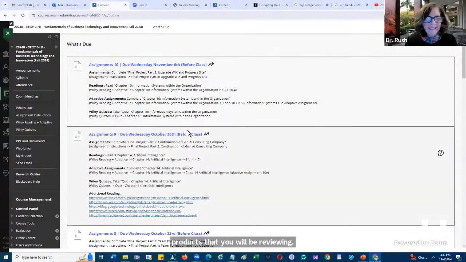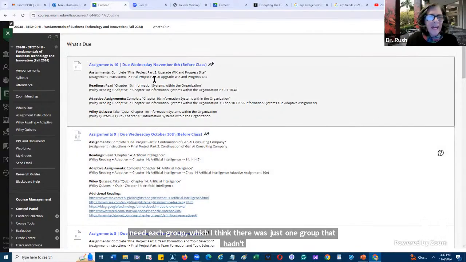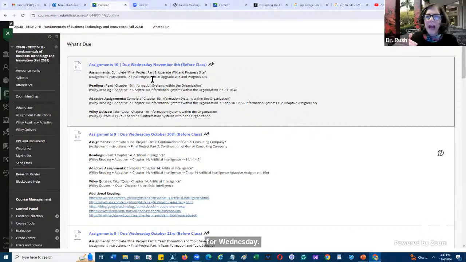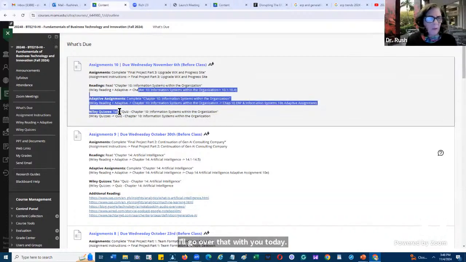For Wednesday, what you need to do is part 3. This should already be done for Wednesday on your final project. I think there was just one group that hadn't posted their URL. For Wednesday, each of your groups should have upgraded your Wix and progressed with your site assignment. Readings is information systems within the organization. I'll go over that with you today, and the adapted reading and the Wiley quiz.